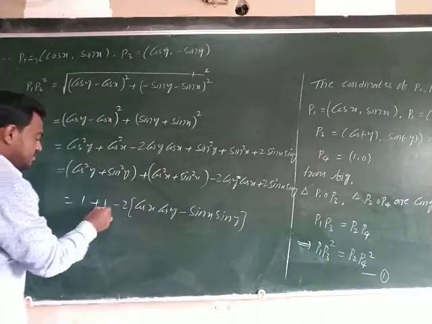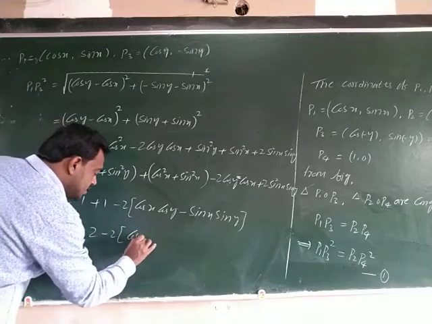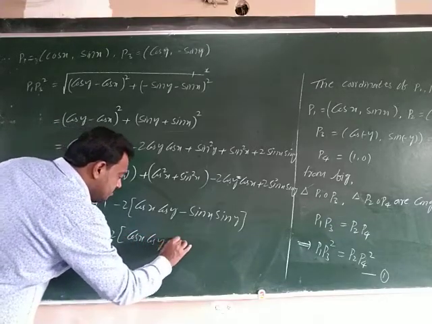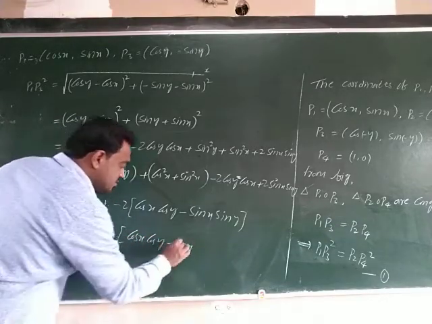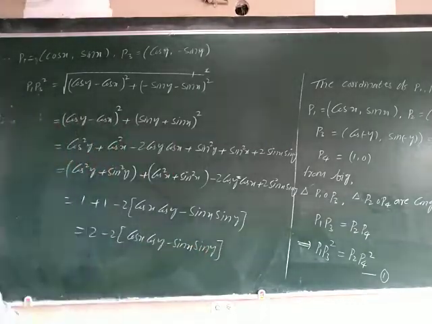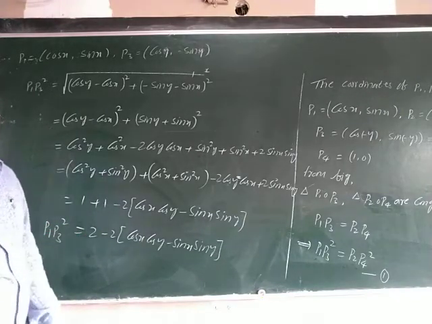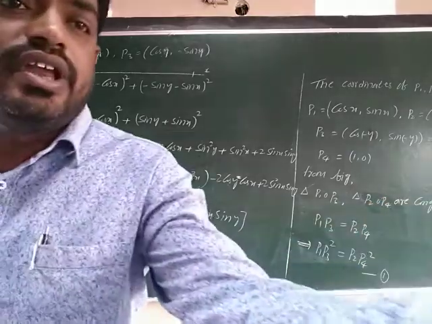1 plus 1 is 2. So 2 minus 2 into cos x cos y minus sin x sin y, which is equal to p1 p3 whole square. This is p1 p3 whole square. Next.